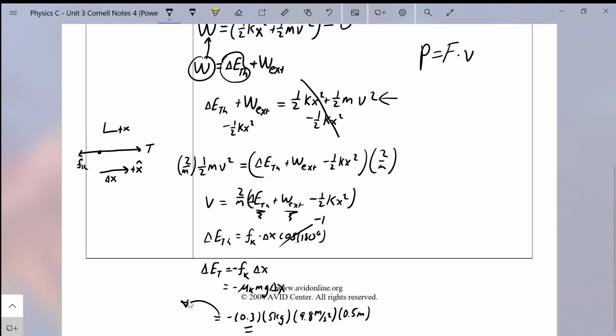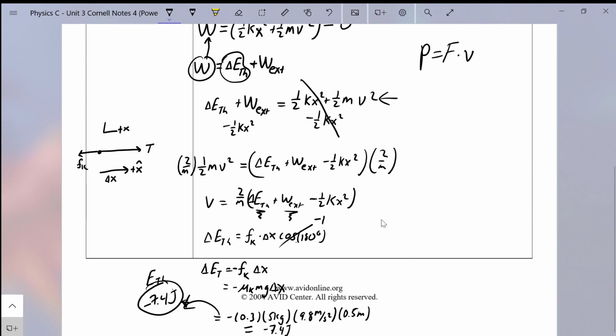I'll put it up here. This is about equal to negative 7.4 joules. That is our E sub th value. Let me break that down here as well.